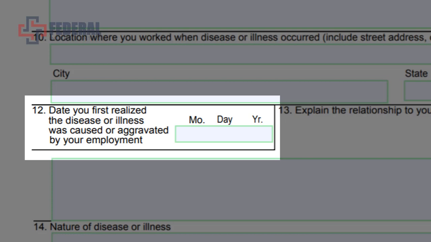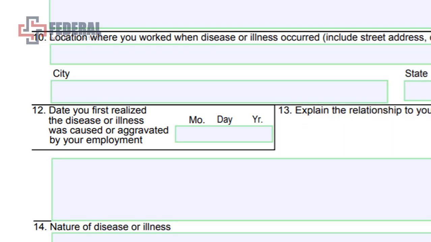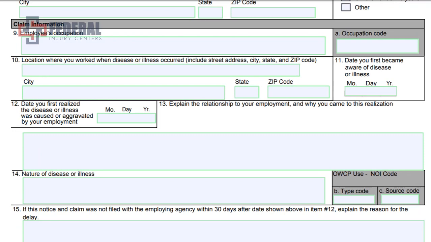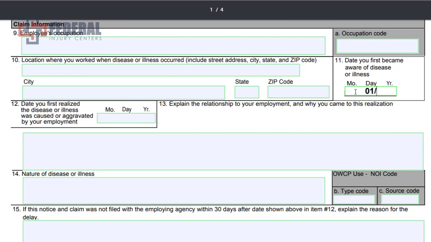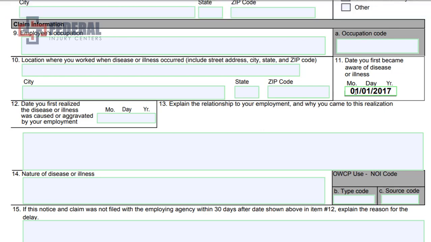When we move over to box 12, it says, date you first realized this disease or illness was caused or aggravated by your employment. In box 11, we said that this date, when you first started noticing that there was a problem, was January 1st, and we'll just call it 2017. So what's the difference between box 11 and box 12?